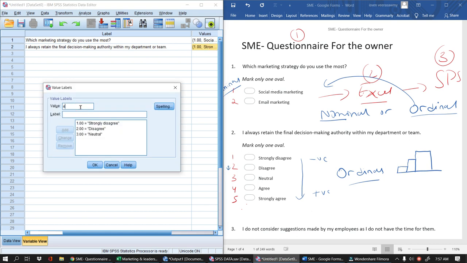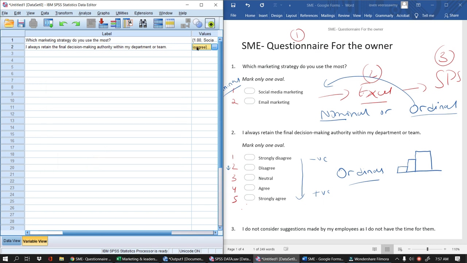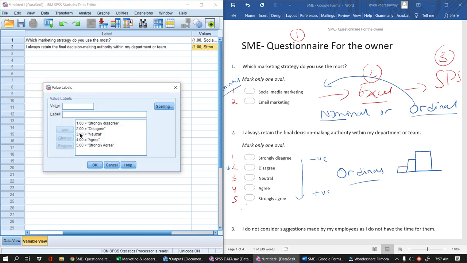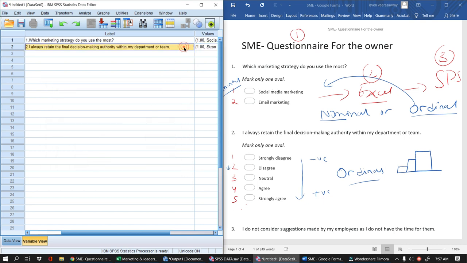So 4 is agree. 5 is finally strongly agree. You add OK. So the coding is completed. You can come back and cross check. So 1 is strongly disagree, 2 is disagree. So all is good. Now you need to proceed to the next one.